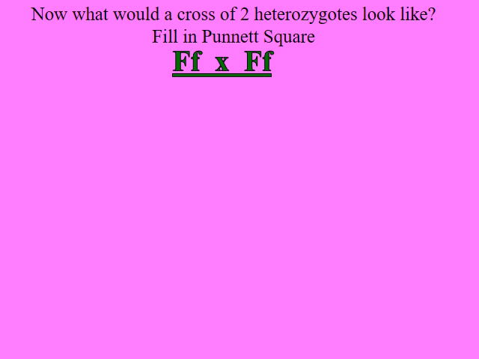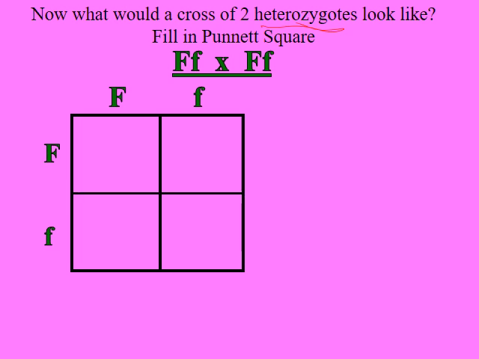Now, let's take this through another practice problem. What would the cross of 2 heterozygote parents look like? Again, heterozygotes means one capital, one lowercase. So, you draw the Punnett square, like so. Again, one parent goes at the top, and one parent goes at the side. I'm going to put this one all the way down here. And you fill in for all the possibilities.